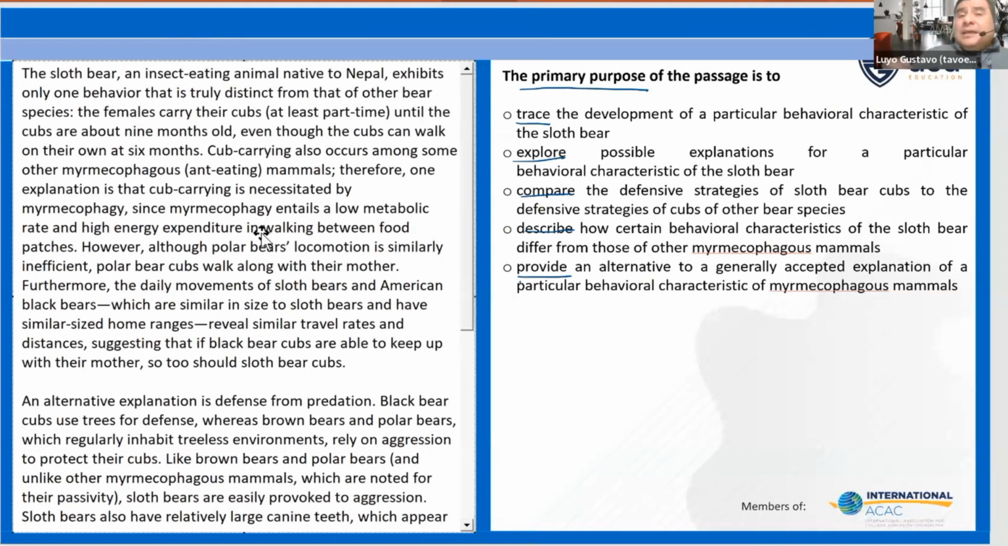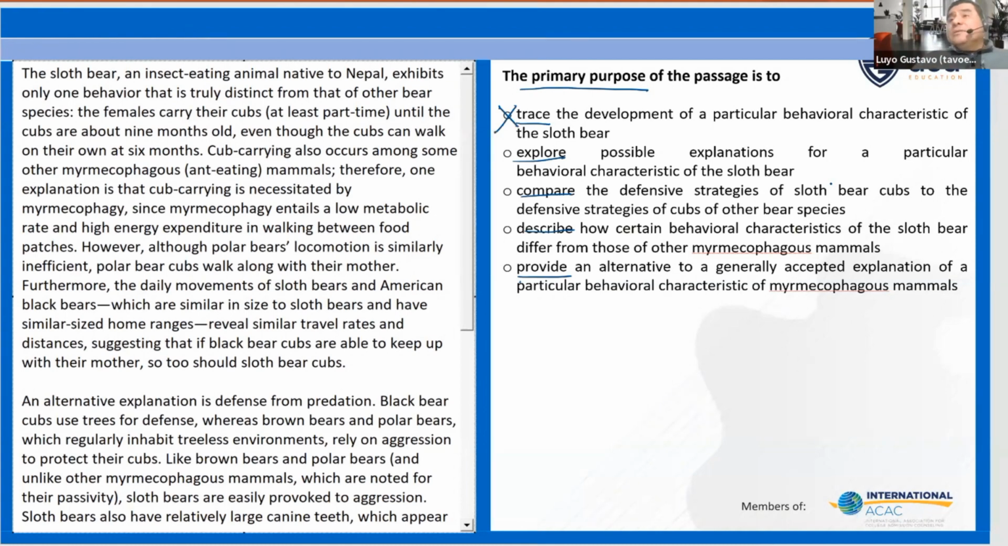But what does it do next? It starts a sentence with cub carrying also occurs among some other myrmecophagous mammals. Therefore, one explanation... and it goes on to explain this behavior. And so the beginning of the second paragraph reinforces the idea that what this passage is doing is explaining some characteristic, not tracing the development, which is a different story, right? So that's why we can cross out this option. It is not the main idea or the main purpose of the passage.